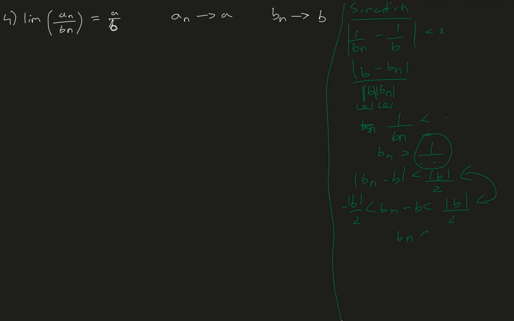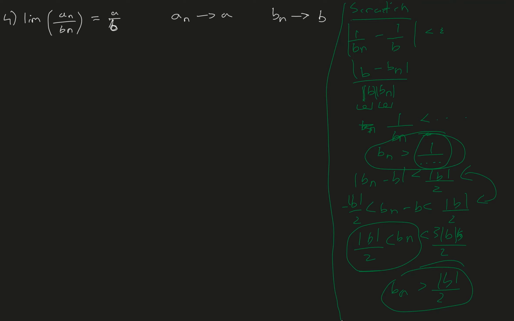And this can be simplified into b over 2 less than bn less than 3 over 2 b. I'm just adding b to both sides. And that's what we wanted. From this side we get bn is greater than modulus of b over 2. We wanted bn to be greater than something, remember? So let's write this proof more formally.